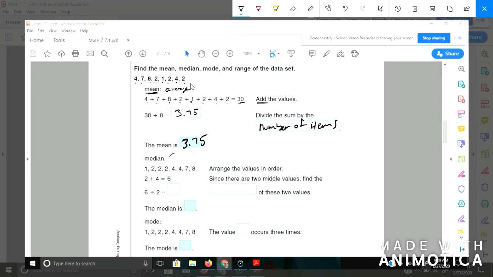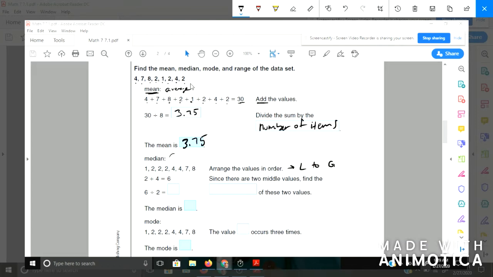The median then is you line up your numbers in order, so least to greatest. And you'll see here they did that. They did 1. There's 3 2s. There's 2 4s, 7, and an 8. So there should still be 8 numbers. Let's just double check. 1, 2, 3, 4, 5, 6, 7, 8. Yeah. And when you have an even number of numbers, you're going to have two middle numbers.